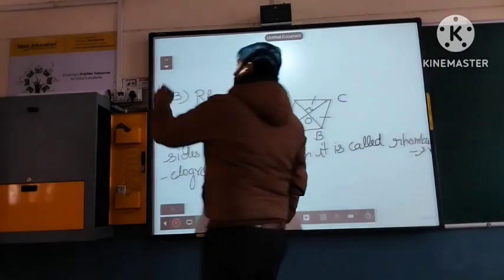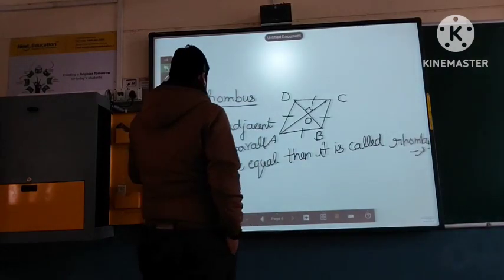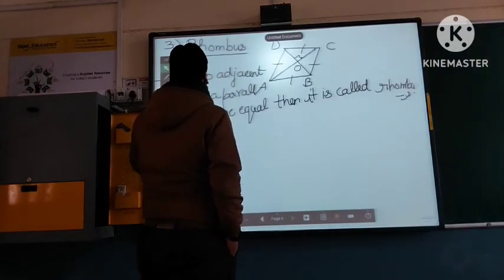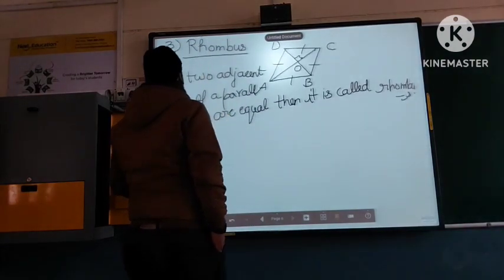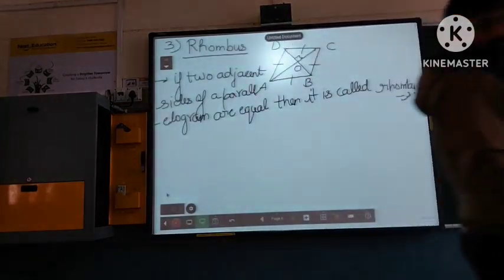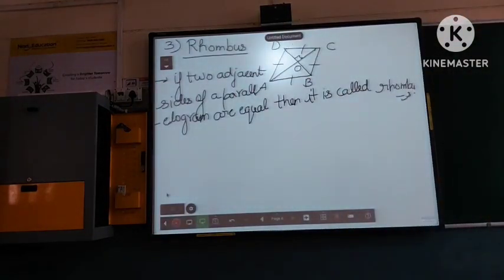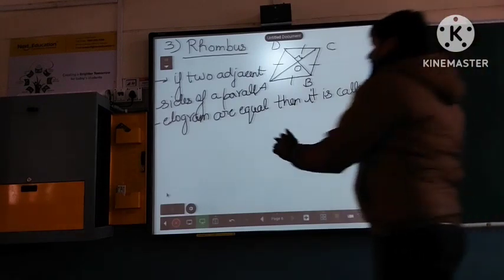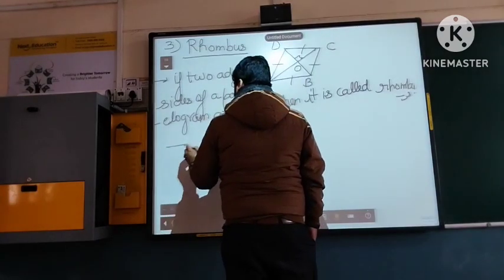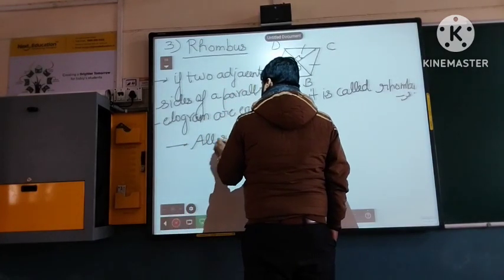So the diagram also speaks in properties. Scrolling it further, some more properties are there. All the sides are equal. Diagonals intersect at 90 degrees. Diagonals are not equal here. And also, one property you'll remember is that the diagonals bisect the angles through which they pass.